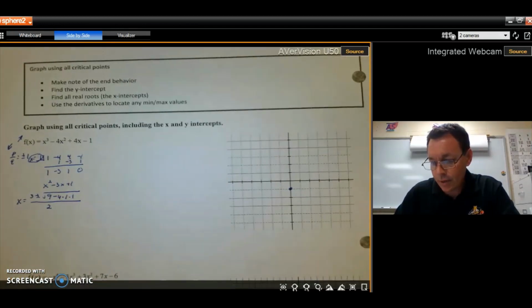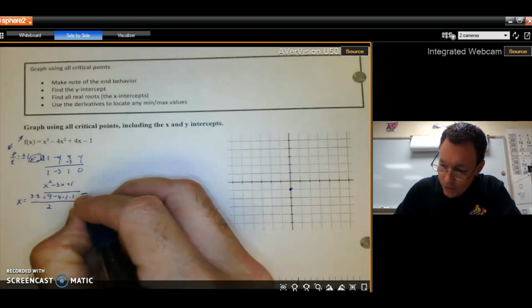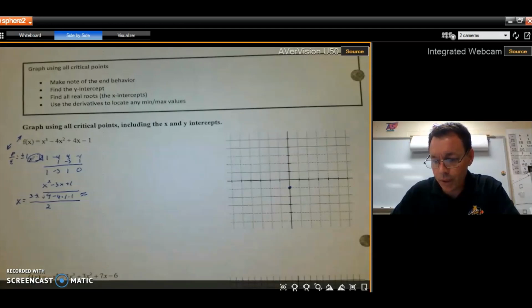Okay, so put that in your calculator. Simplify this if you want. Go over to the side and just figure out what the square root part equals.